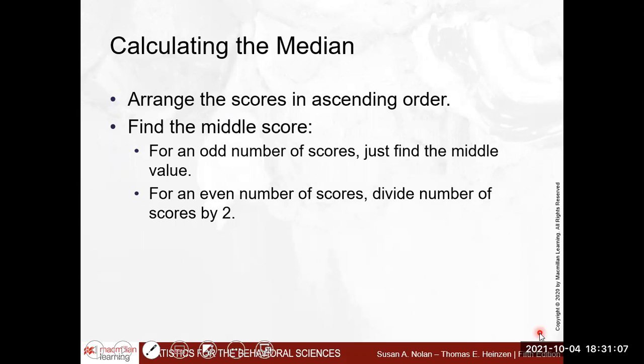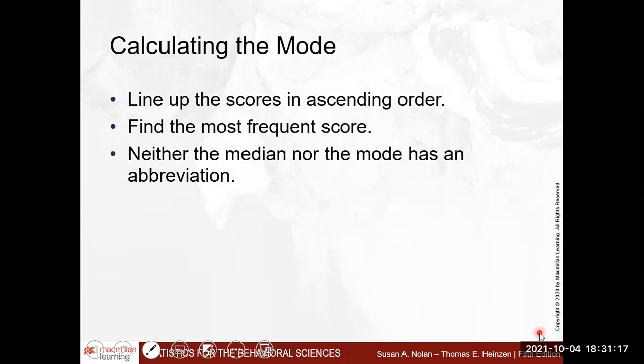Good. Calculating the median. So we're arranging the scores. We find the middle scores. In an odd number of scores, you find the middle number, or you build an average between the two middle numbers, just like we did. Calculating the mode. Line up the scores in ascending order. Find the most frequent score. Neither the median nor the mode has an abbreviation. There's no M bar or whatsoever, or no mu. So find the most frequent score.